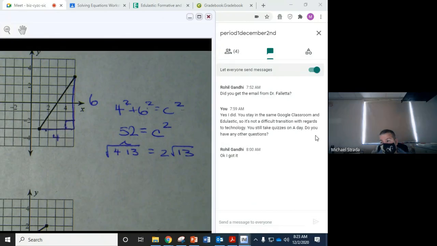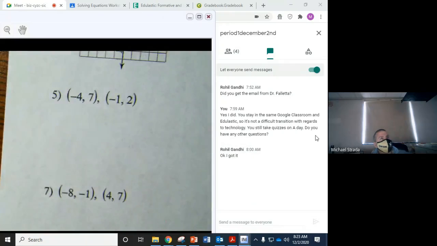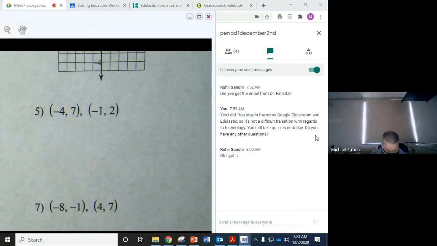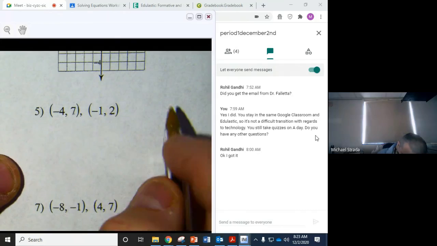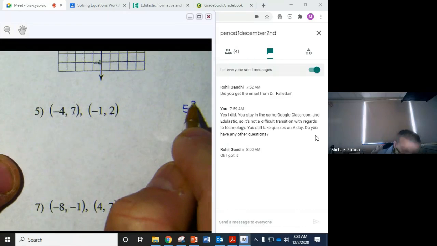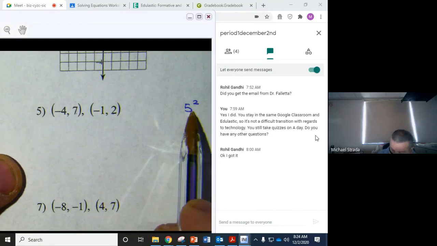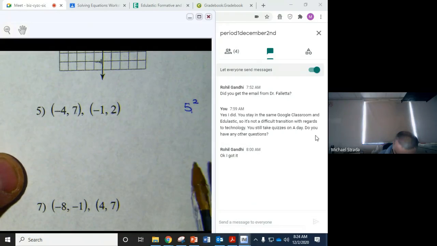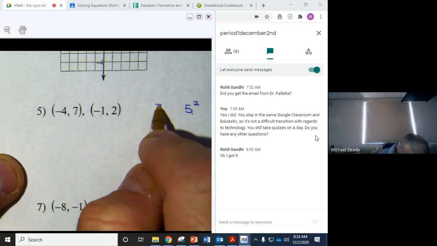Everybody good? When they don't give you the graph, it's not a big deal. All you're doing is subtracting. For example, 7 minus 2 is 5. So that's 5 squared. Because addition is commutative, even though that's the y's, it can come first. It's not going to matter. And then from negative 4 to negative 1 is 3. So that's 3 squared.